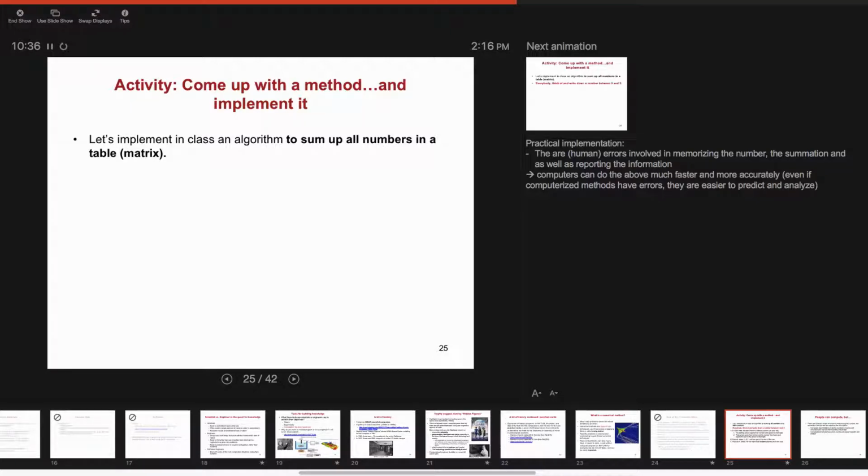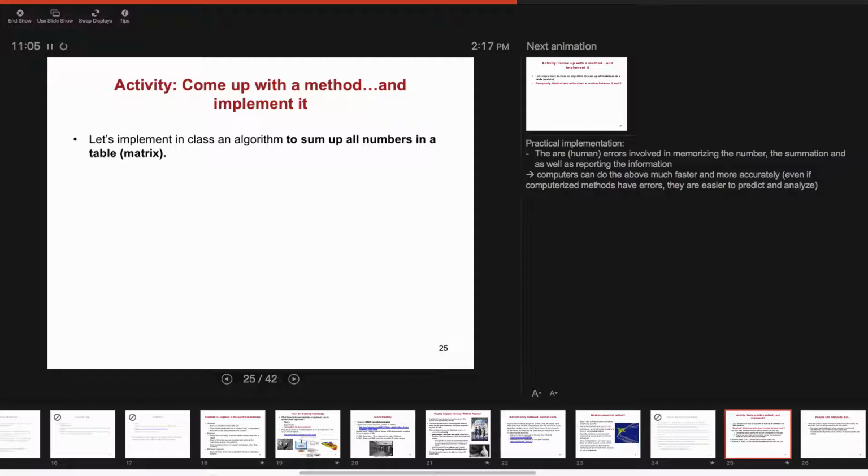So an algorithm is simply a set of rules, okay, that you come up with to solve your problem. You have to prove that that set of rules works. So we're going to do this. We're going to sum up a table of numbers, okay? And we're going to pretend that that table of numbers is right here, this class, okay? Each of you is a number. So everybody, think of a number between 0 and 5. Let's keep it simple. 0 and 5, think of it, remember it, okay?